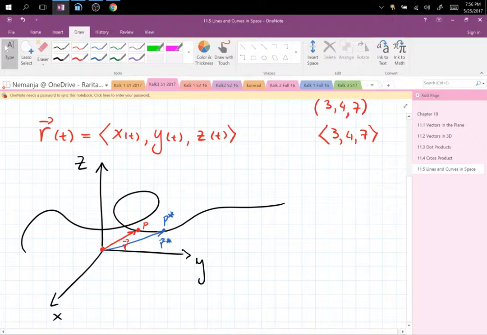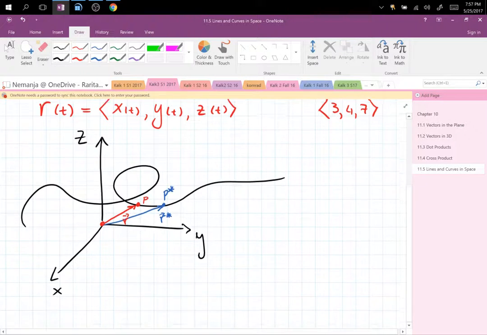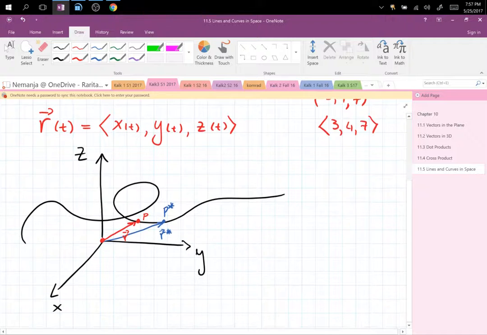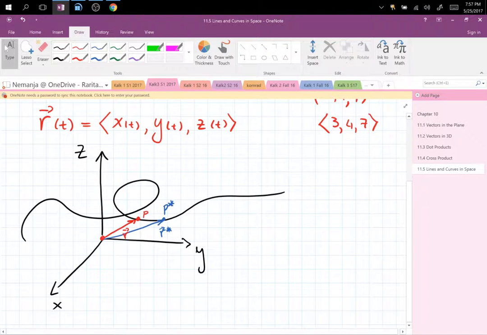P star, R star. But I could just call them R of t, and then t1, t2, t3, depending on where you are in space. I hope that you are going to understand this because it is an upgrade of what you know from your previous calculus or pre-calculus life.